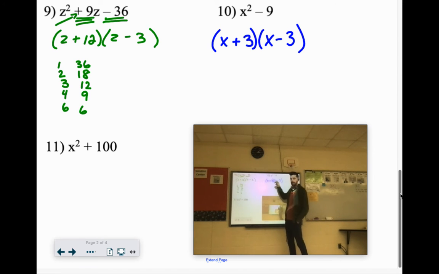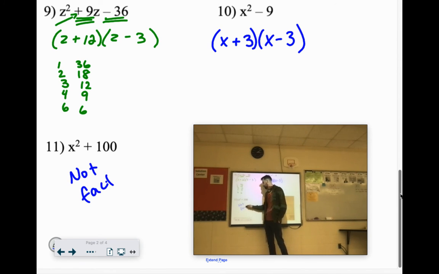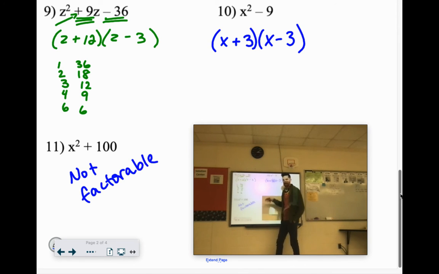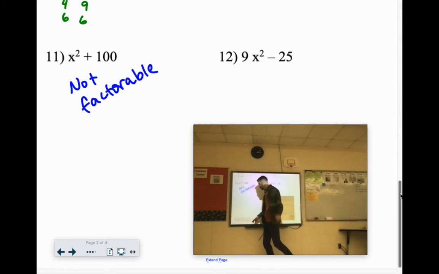Now, it has to be the difference of squares. So if you look at 11, x squared, perfect square, 100, perfect square, but it's got addition between them. That makes it not factorable. There is no such thing as the sum of squares. It's only difference of squares. Cubes, totally different story. Totally different.